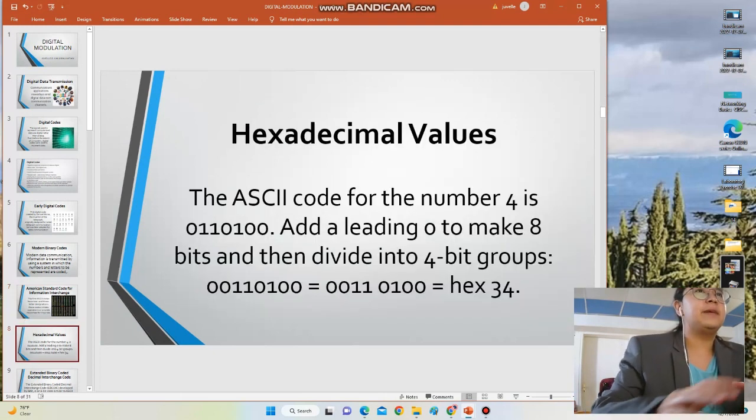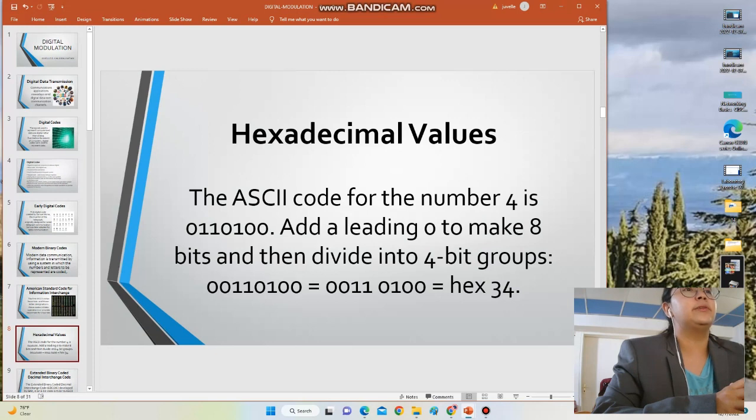Hexadecimal values. The ASCII code for the number 4 is 0110100. Add a leading 0 to make 8 bits, and then divide into 4-bit groups. 00110100 equals hex 34.